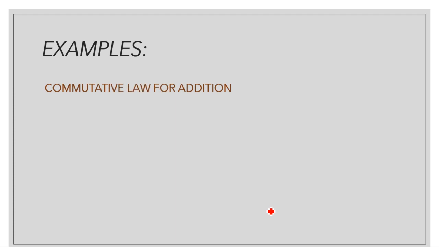Now let's have some examples of all the laws. First is commutative law for addition. These are the examples for commutative law for addition. 4 plus 6 is equal to 6 plus 4. We have just changed the place of the numbers, we have just swapped the numbers, but we got the same answer. Now 10 plus 5 is equal to 5 plus 10. Now 20 plus 8 is equal to 8 plus 20.